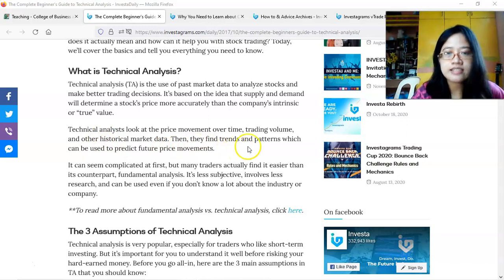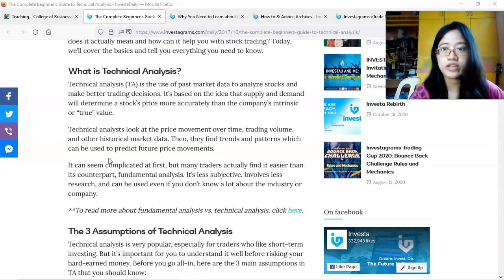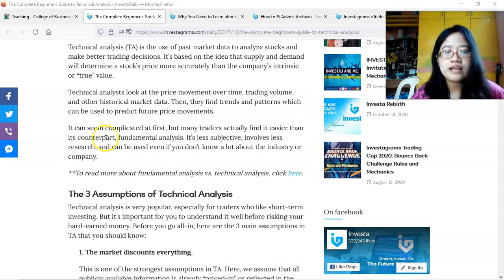Then they find trends and patterns which can be used to predict future price movements. Kaya you are trying to find similarities with the current situation and how the market price is going to react to that particular situation based on how it did in the past. Okay? It can seem complicated at first, yes, but many traders actually find it easier than its counterpart, yung fundamental analysis. Okay? It's less objective, it involves less research, and can be used even if you don't know a lot about the industry or the company.